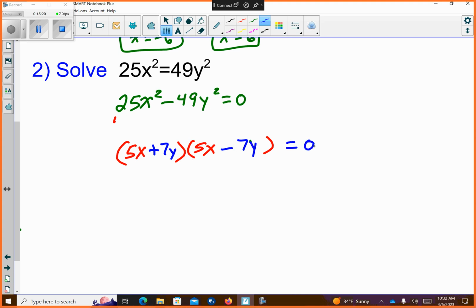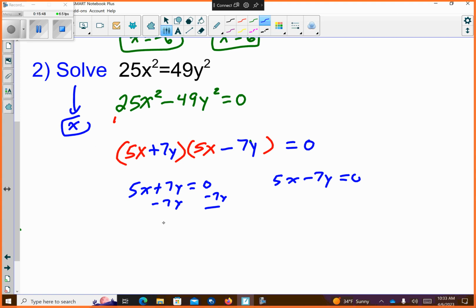All right. Now, we want to solve, and basically we're solving for x, meaning I want to get x by itself. So this one's a little goofy. But it works. So I'm going to set this up. On this one, I'm going to subtract 7y from both sides. 5x equals negative 7y. Divide by 5, divide by 5. So x equals negative 7y over 5.